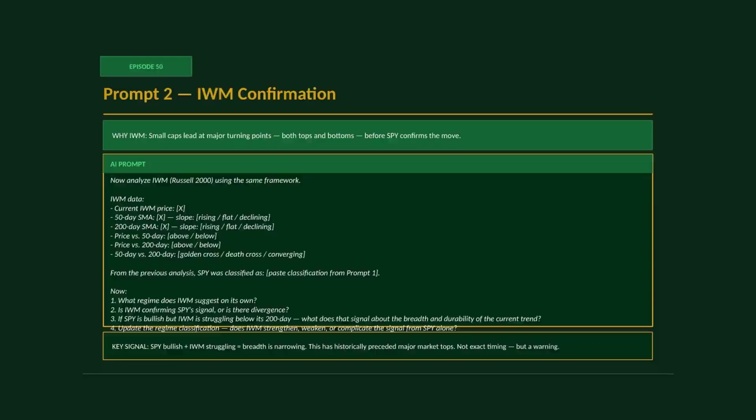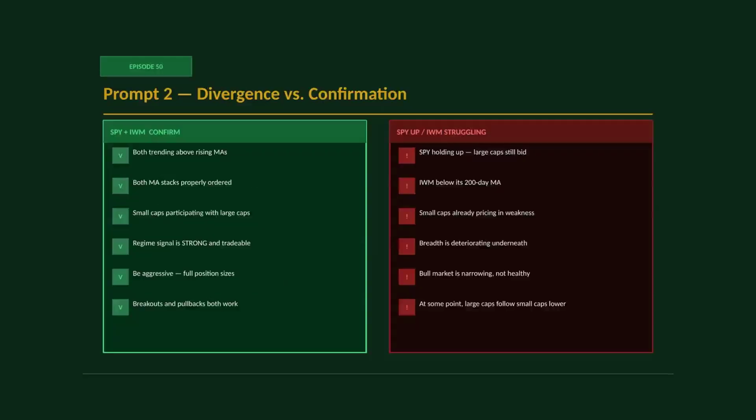From the previous analysis, SPY was classified as, paste your classification here. Now, analyze IWM's moving average structure and slope independently. What regime does IWM suggest on its own? Compare IWM's signal to SPY's. Are they confirming each other, or is there divergence? If SPY is bullish, but IWM is struggling below its 200-day, what does that signal about the breadth and durability of the current trend? Update the regime classification. Does IWM's data strengthen, weaken, or complicate the signal from SPY alone?